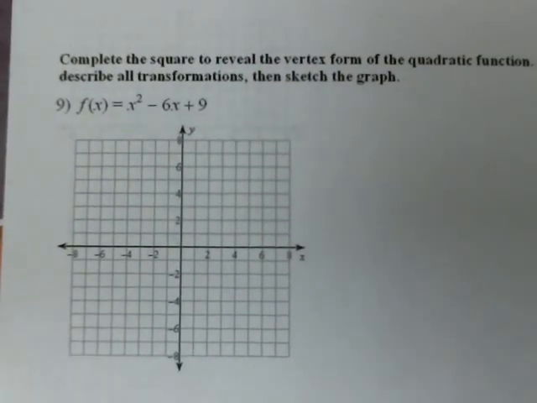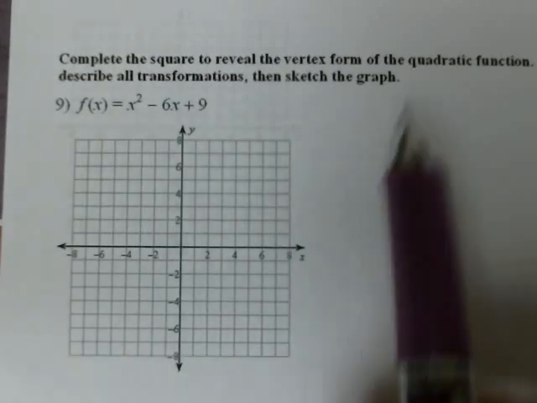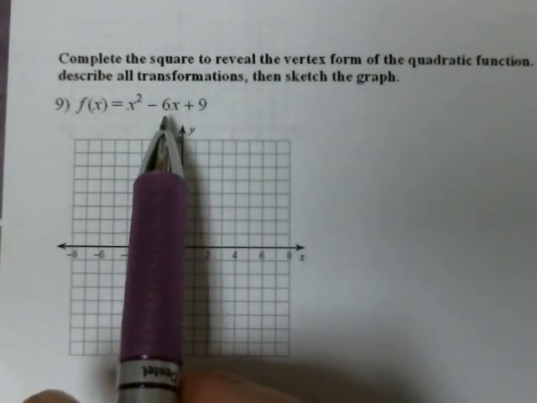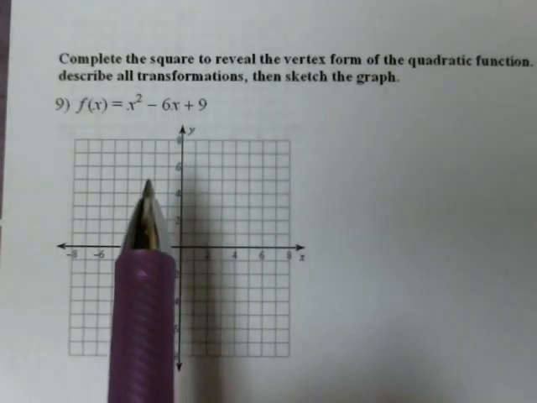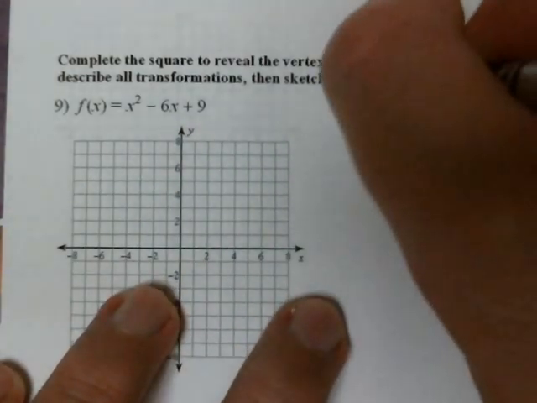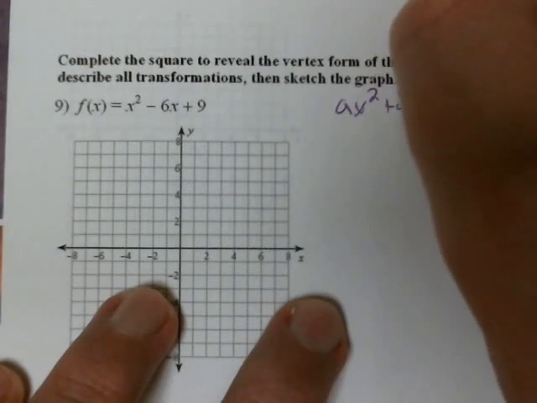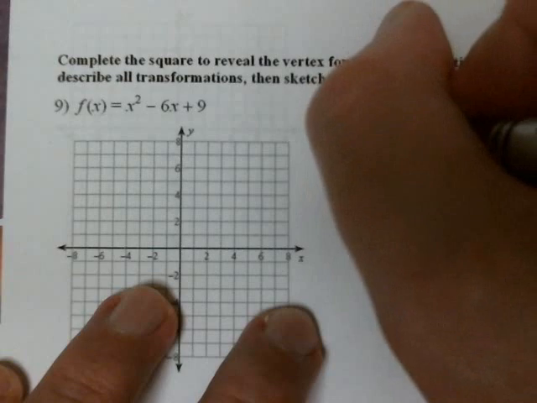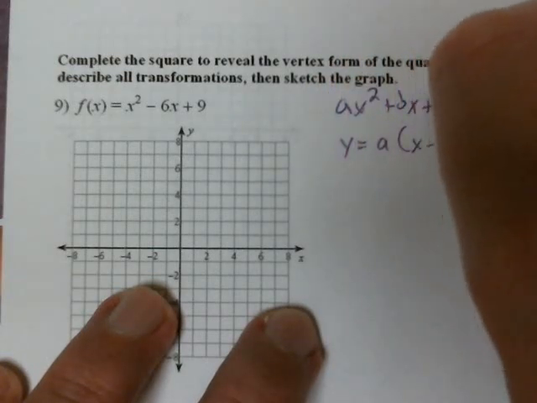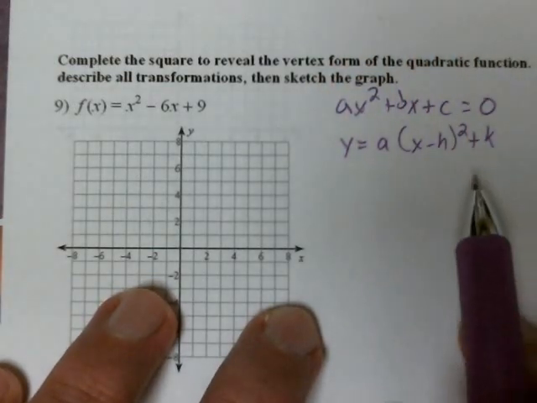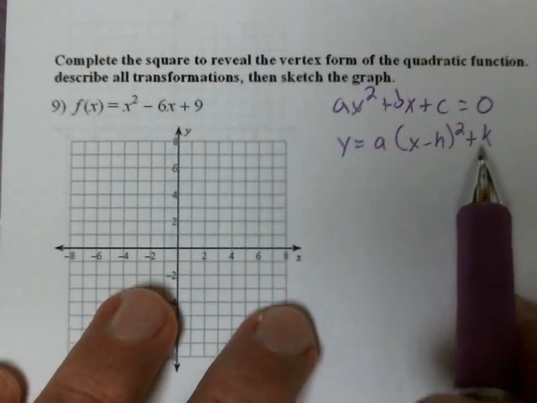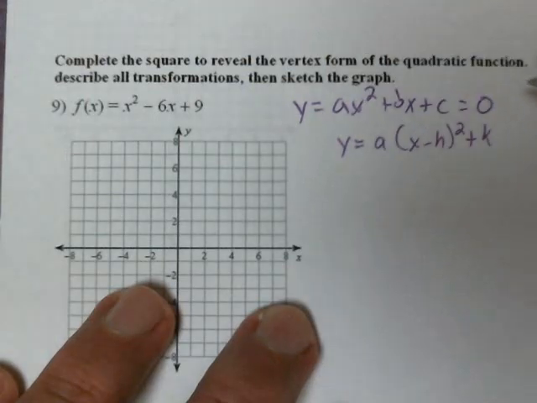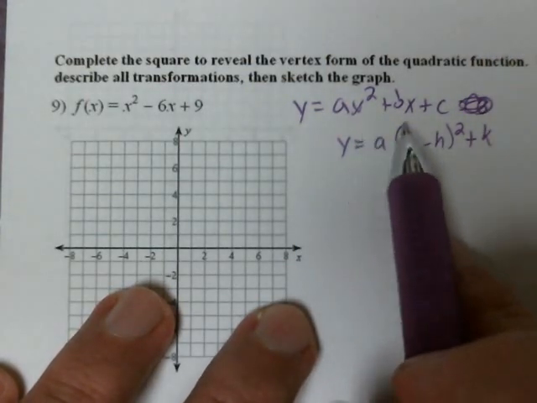Okay, so I need to be in vertex form to be able to find the vertex and to find all the transformations. Well, guess what? I'm not in vertex form. I am in standard form, which is what I wrote at the beginning of the lesson: ax squared plus bx plus c equals 0. That's standard form. y equals a times (x minus h) squared plus k. That is vertex form. This is an equation. Okay, if you want to write it as a function, you can actually write y equals ax squared plus bx plus c.